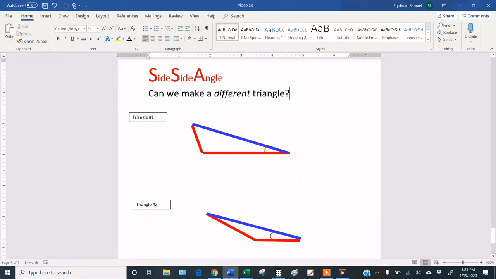So the answer for this question with side-side-angle conditions is sometimes. Sometimes we are able to make a different triangle, and sometimes we are not. It depends on the original triangle that we are given.